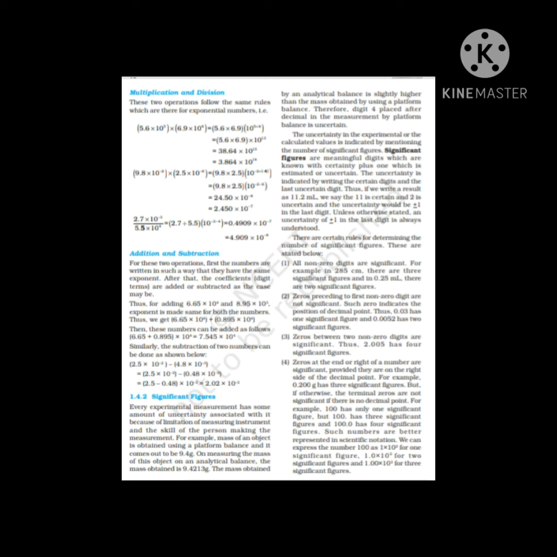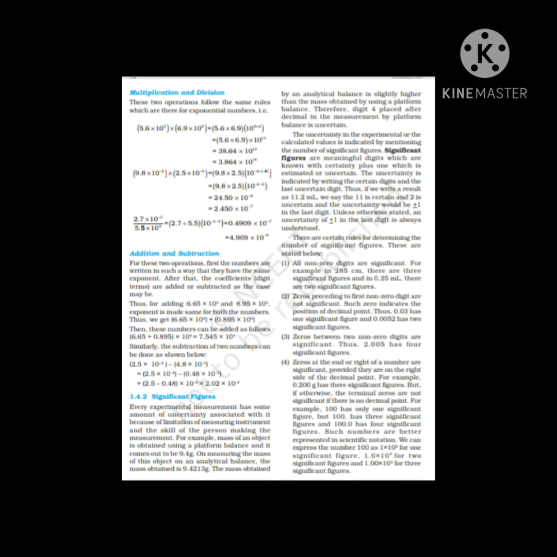An uncertainty of plus or minus 1 in the last digit is also always understood. There are certain rules for determining the number of significant figures. These are stated below. All non-zero digits are significant. For example, 285 centimeter has 3 significant figures, and 0.25 ml has 2 significant figures.